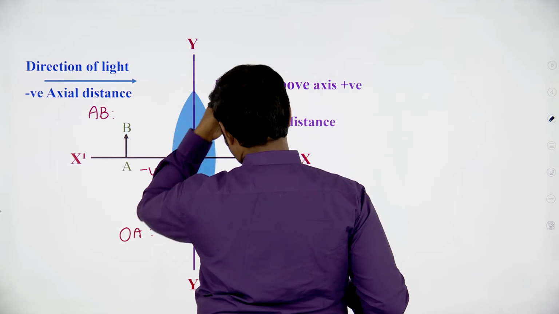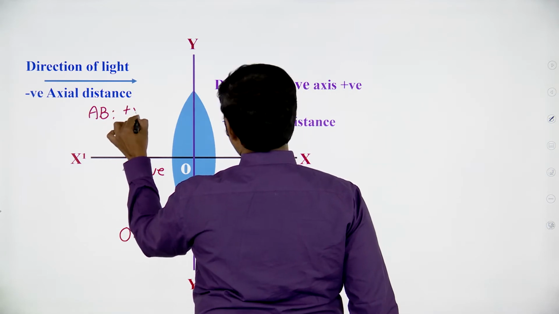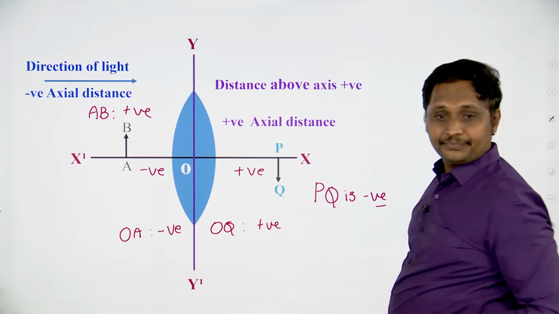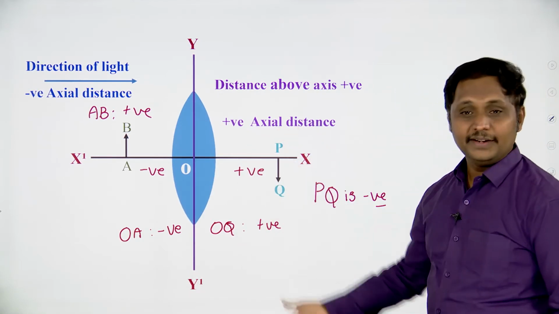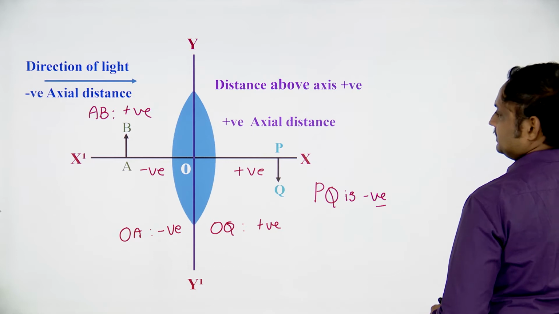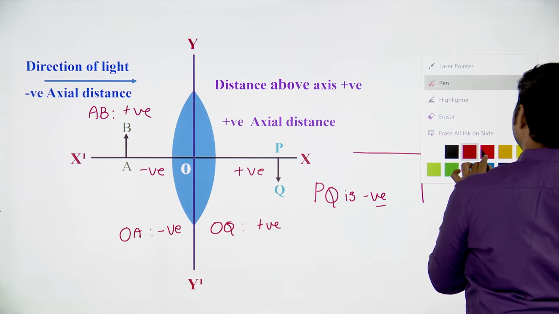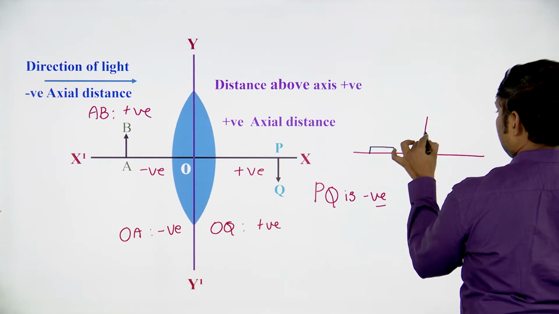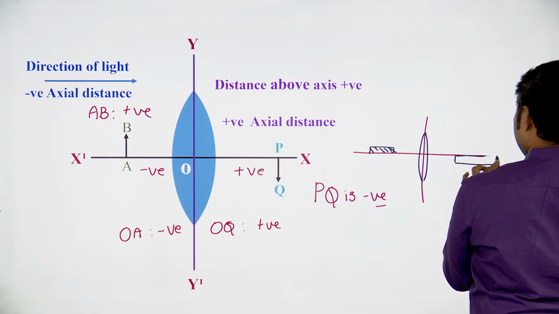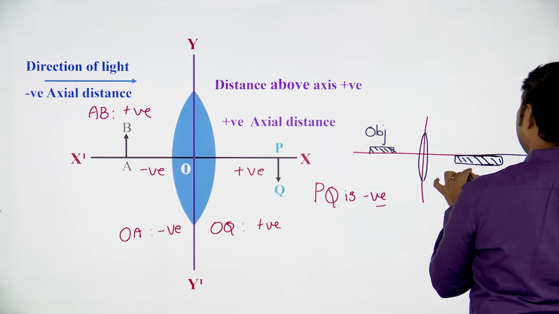AB is above the principal axis, so it's going to be positive. Nothing to worry about. PQ is going to be negative. Very clear. We would like to go for all these measurements. Sometimes we are going to get the position of the object and the image. This is object, this is image.